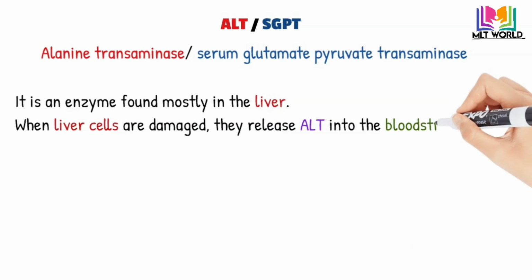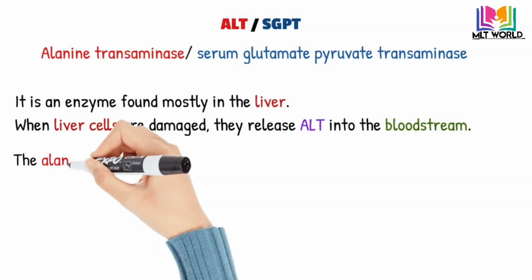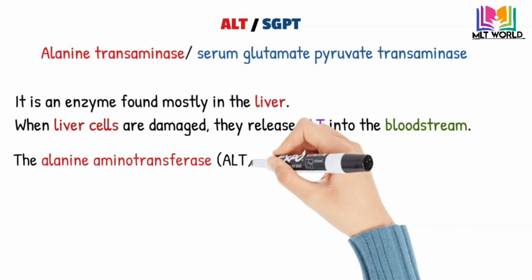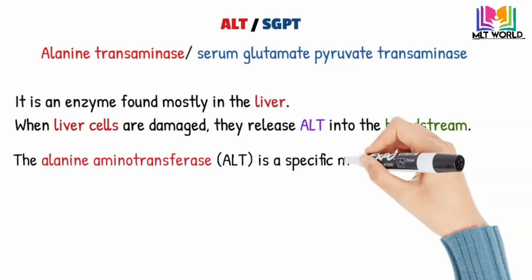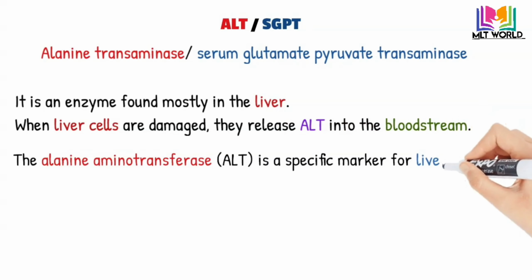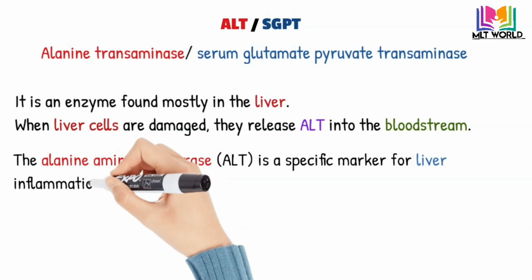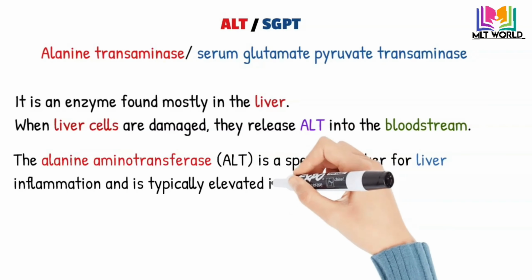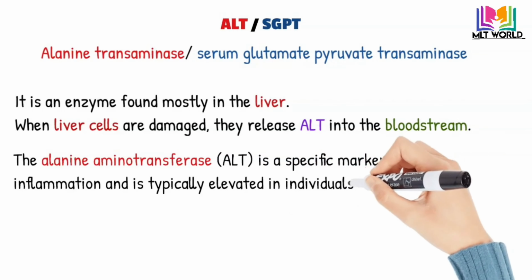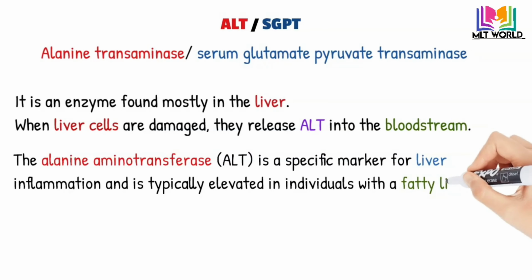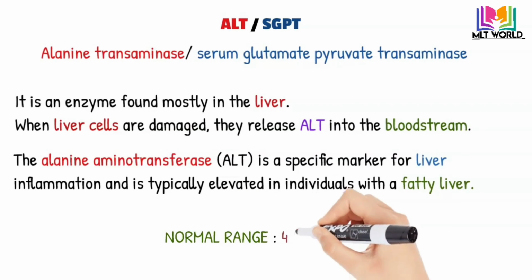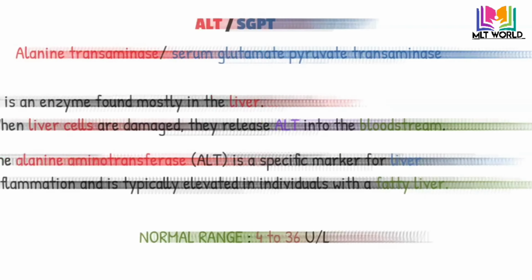So, if there is any liver damage, first of all, we will check ALT to monitor, because as it is produced mostly by the liver only, it is a more specific marker for liver inflammation, and typically elevated in individuals with a fatty liver. Normal range of ALT is 4 to 36 U per liter.